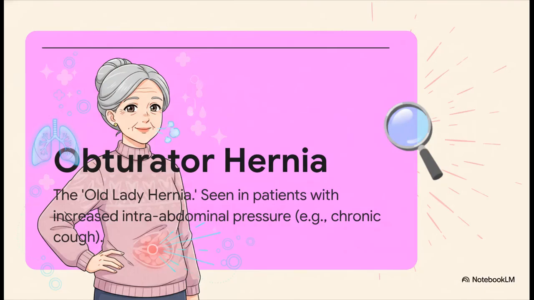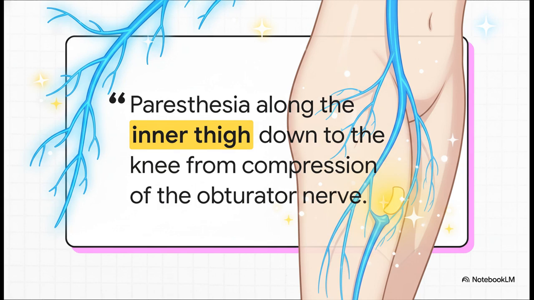Next up, we have the obturator hernia, which has picked up the memorable nickname the old lady hernia. You tend to see it in older women, especially those with conditions that crank up the pressure inside their abdomen. We're talking things like a chronic heavy cough from COPD, or maybe having had multiple pregnancies. And here is a brilliant little clue for spotting that obturator hernia. It can actually press on the obturator nerve, which causes what's called paresthesia, that weird numbness or tingling feeling, all the way down the inner thigh. It's called the Howship-Romberg sign, and as the source points out, the name sort of sounds French, which for whatever reason makes it way easier to remember.